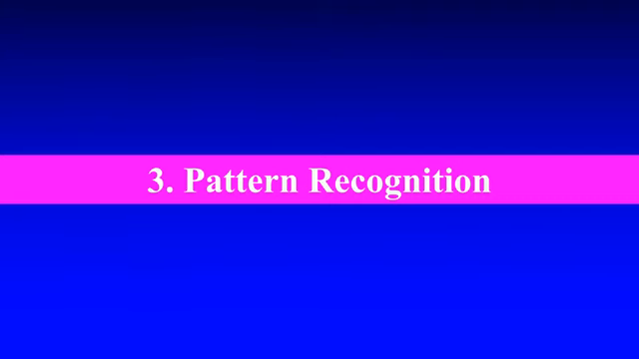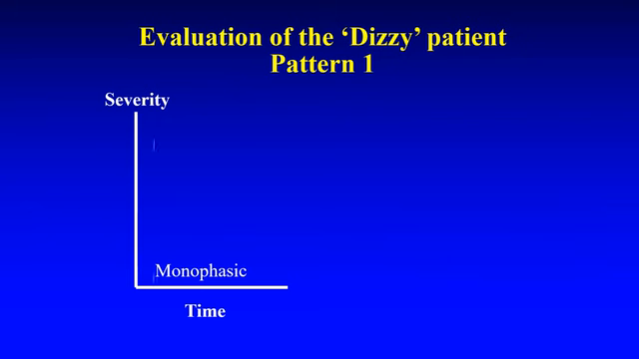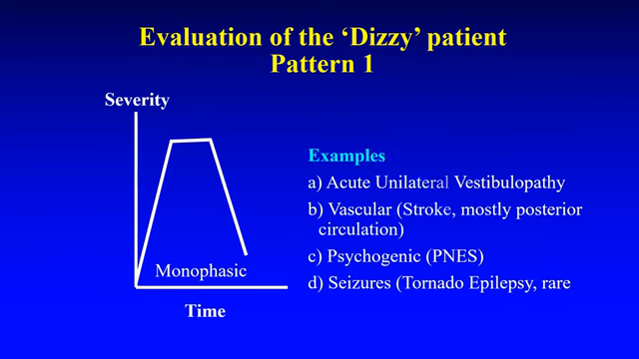Third is pattern recognition. Basically, vestibular neurologists and general neurologists see three patterns. The first is the acute monophasic illness, which comes and goes away. Acute unilateral vestibulopathy is the number one cause. That is vestibular neuritis, vascular stroke, mostly in the posterior circulation, psychogenic, and seizures. Tornado epilepsy, though rare, should be kept in mind.